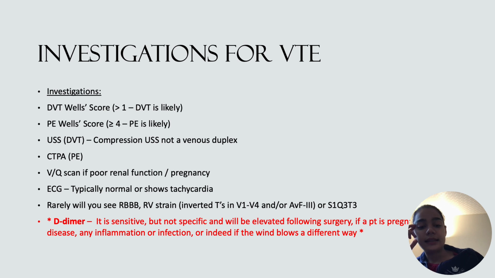ECGs may show tachycardia, and they may sometimes show key features such as right bundle branch block, right ventricular strain, S1, Q3, T3. However, the most common finding for a PE is just sinus tachycardia. A D-dimer is sensitive, but it's not specific, and it will be elevated in so many different cases. So surgery, inflammation, infection. So a D-dimer is useful for ruling in that a PE could be a possibility, but not saying that it's definitely a PE.